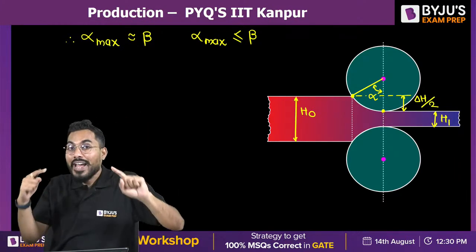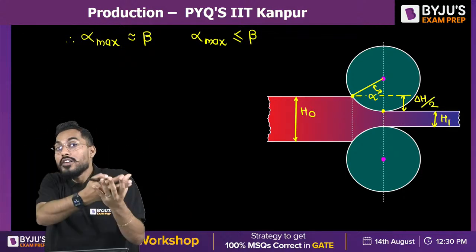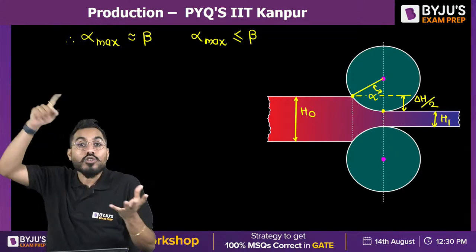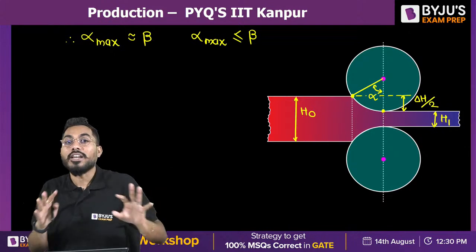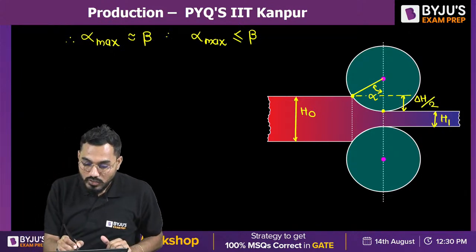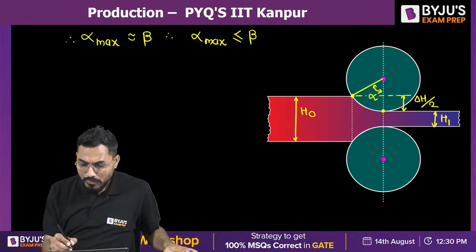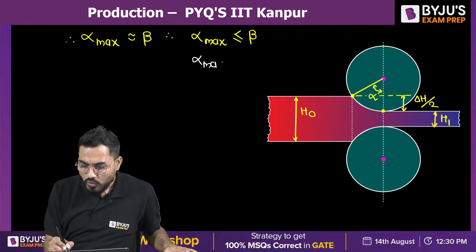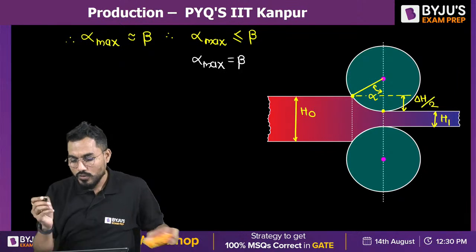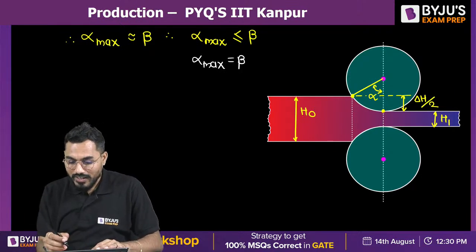The moment my bite angle becomes greater than the friction angle, sufficient friction will not be there and the rollers will keep on slipping on the surface of this particular strip material. So this is the basic fundamental rule. Can I say, then, that the maximum value of bite angle could be exactly equal to the friction angle beta? So alpha max could be exactly equal to beta.